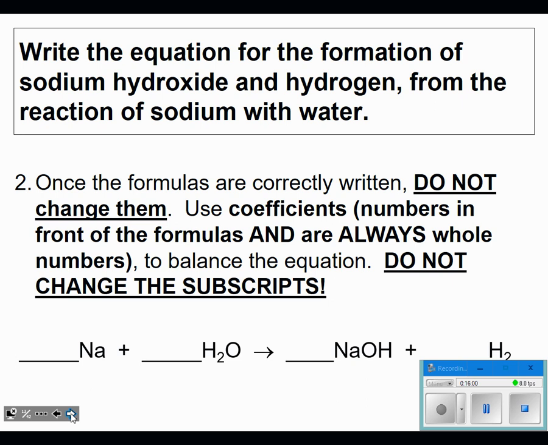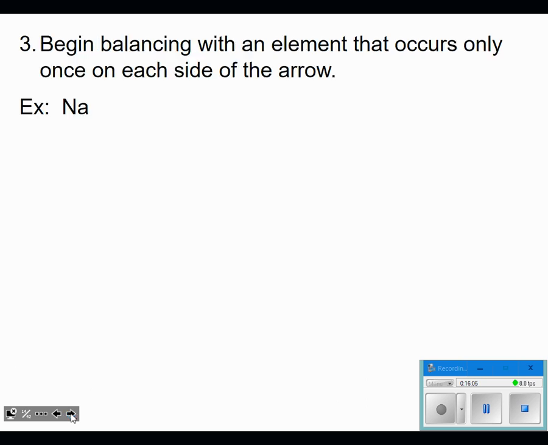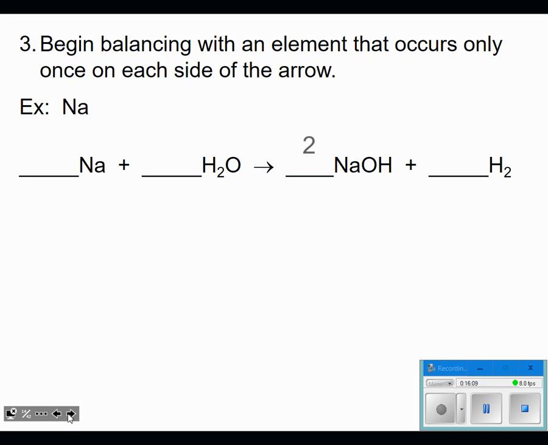So if I needed to make that an even number, the best way for me to do that would be to put a 2 right here in front of the NaOH. Okay, anytime I put a coefficient, I have to go back and recount. So if I do this, I now have 2 Na's. Okay, so if I have 2 Na's, I'm going to have to put 2 over here.